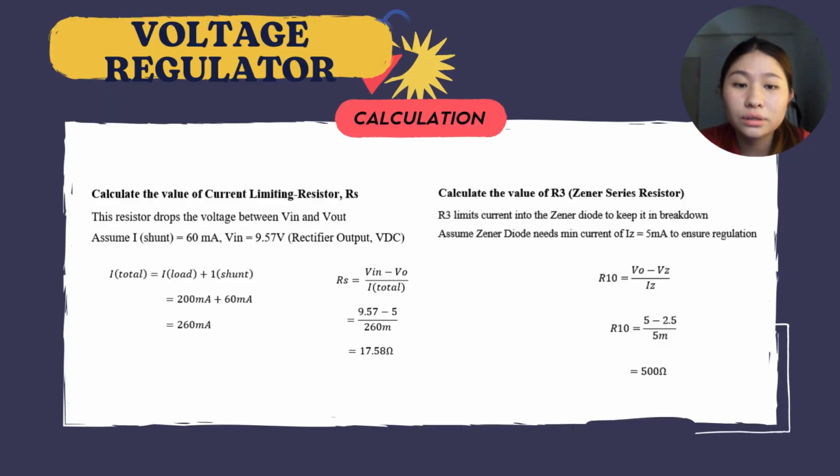This slide provides two calculations related to the voltage regulator circuit. The total current flowing through the circuit is the sum of the current flowing through the load and the shunt resistor. Therefore, the total current is 260 milliampere.